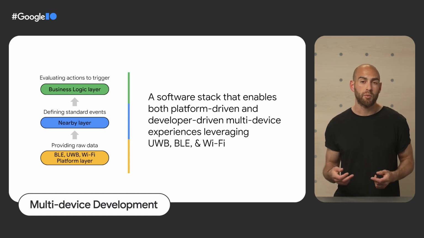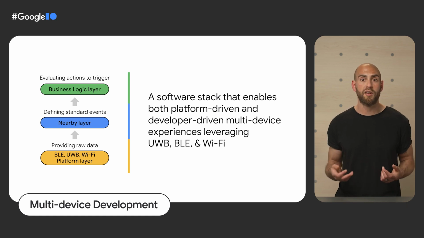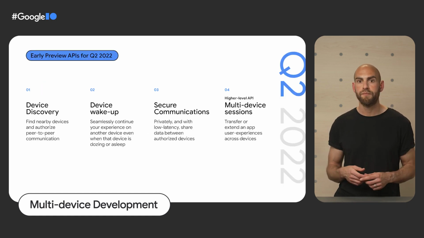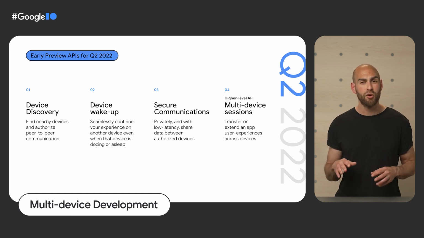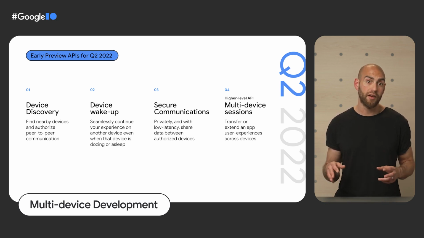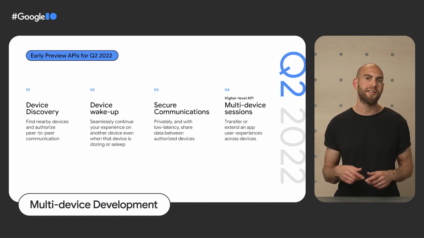Our cross-device APIs will abstract away the underlying connectivity technologies, so that you don't have to worry about what capabilities the user's device has. We're working on a new library offering device discovery and wake-up, secure communications, and multi-device transfer to build seamless handoff experiences. Learn more about these capabilities in the multi-device development session.